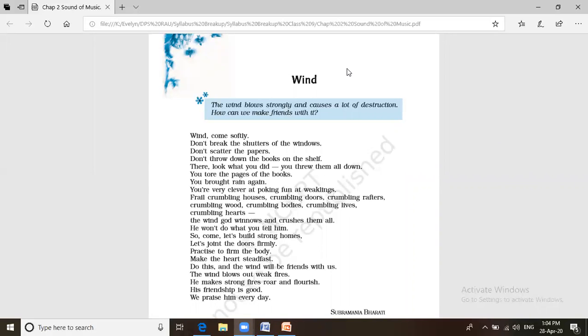Yes, ma'am. Wind comes softly. Don't break the shutters of the windows. Don't scatter the papers. Don't throw down the books on the shelf. The poet is asking the wind to come softly so that a mess isn't made in the room and the shutters of the windows are not damaged and everything is not scattered. He wants everything to be in the same place as it was in the beginning.